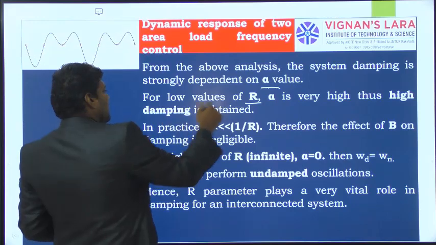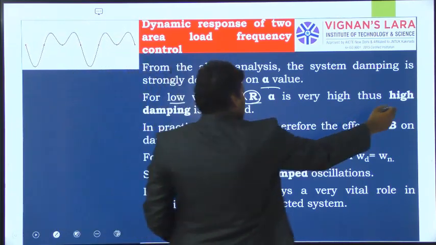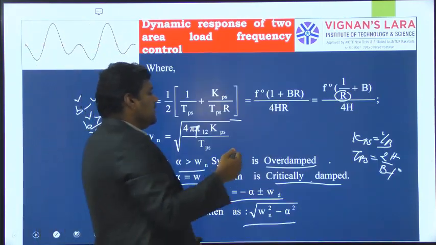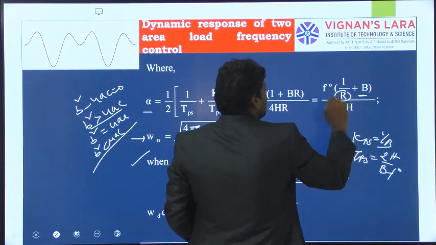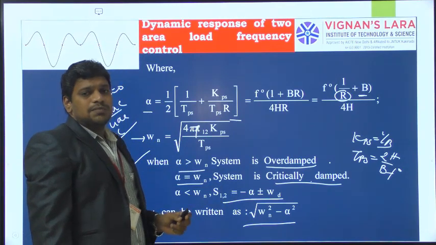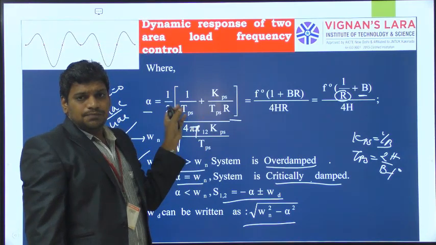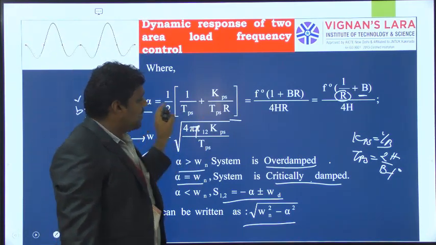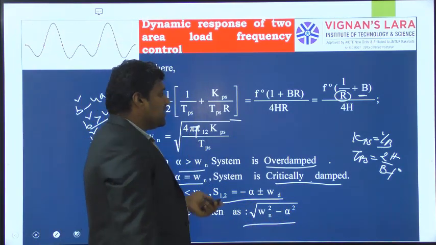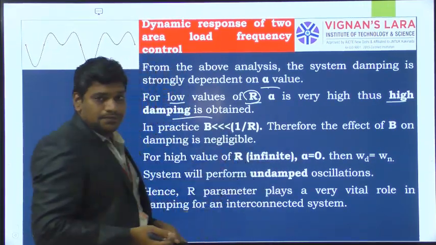So when the R value is very less, high damping is obtained. When R is very less, alpha is very high. Generally, this B value is very, very small compared to 1 by R. In a practical system, the B value will be very much small compared to 1 by R. Therefore, there is a negligible effect of B on the response of the system. So alpha is directly proportional to 1 by R. For low values of R, alpha will be very high. So therefore, the system is said to be highly damped.